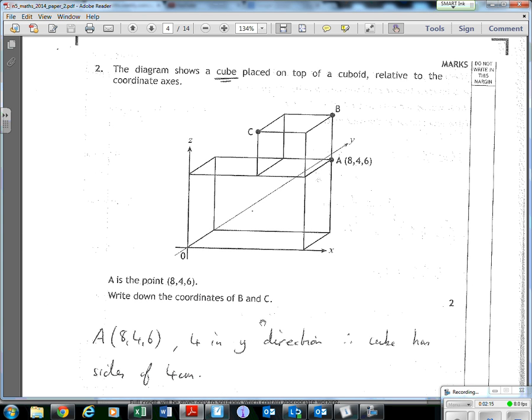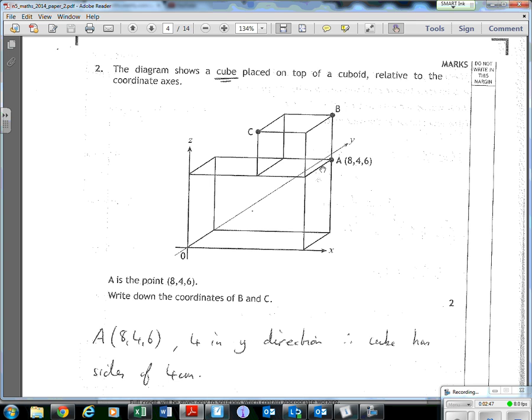Question 2. The diagram shows a cube, so that's important. That's a cube, so all the lengths will be the same side, placed on top of a cuboid relative to the coordinate axes. So we have X, Y, and Z, 3 dimensions. So A is 8, 4, 6, which means to get to point A from the origin, we go 8 along in the X direction, 4 along in the Y direction, and 6 up in the Z direction.